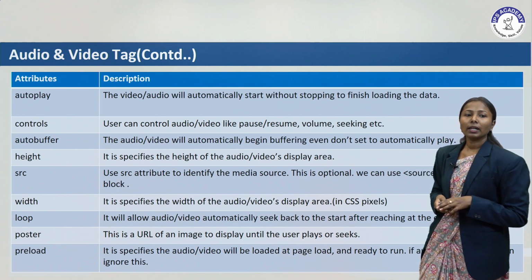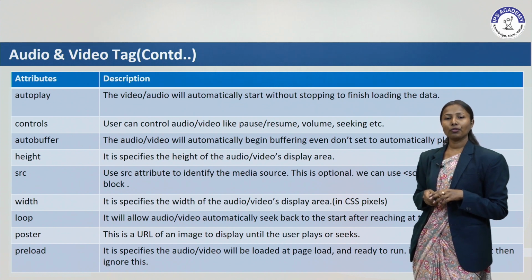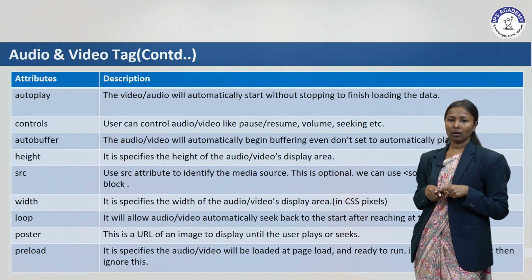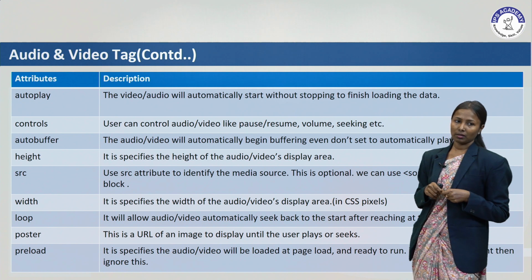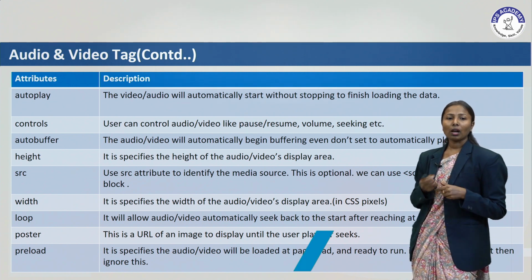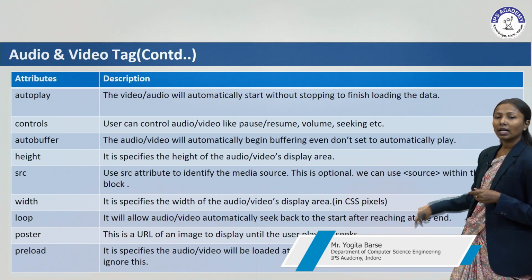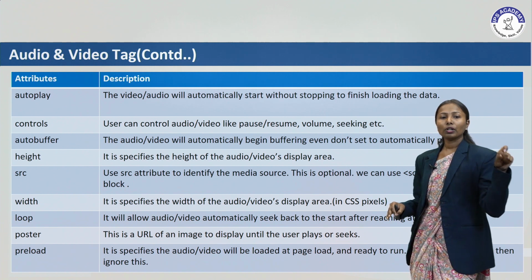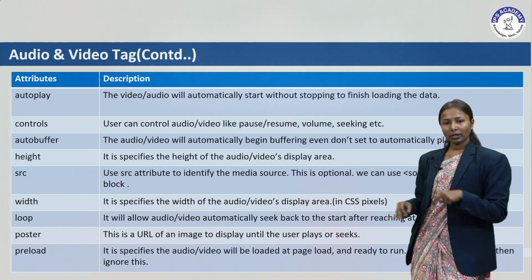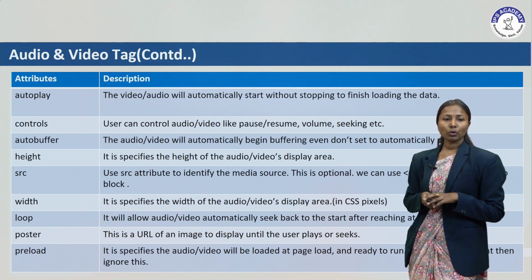Okay, after that another attribute is the width attribute. So it specifies the width of the audio or video display area. Okay, when we are using CSS, that is cascading style sheet, it appears in pixels. After that loop, it will allow the video or audio to automatically seek back to the start after reaching the end. Looping means suppose you are playing one video, your video will start and stop, and after that it automatically starts again. Okay, after that another attribute is poster.